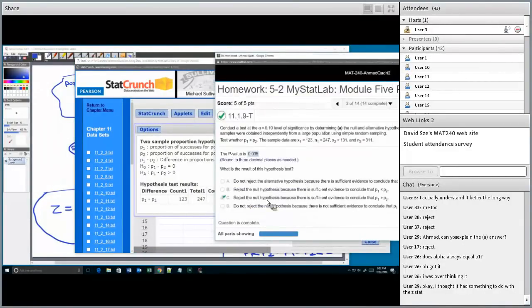Okay, so you reject the null hypothesis because there's sufficient evidence to conclude that P1 is greater than P2. Why do you have sufficient evidence? Because your p-value is less than alpha. Okay, and that's why you reject the null hypothesis in favor of the alternative hypothesis. Is this clear? Simple, right?